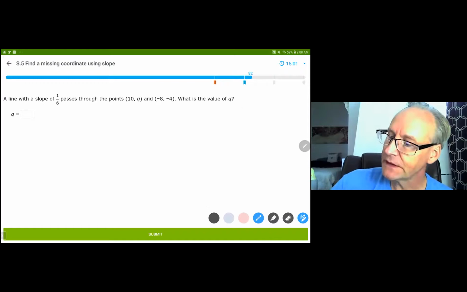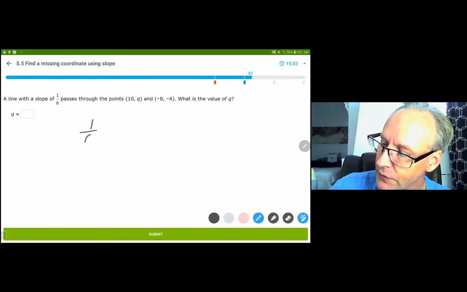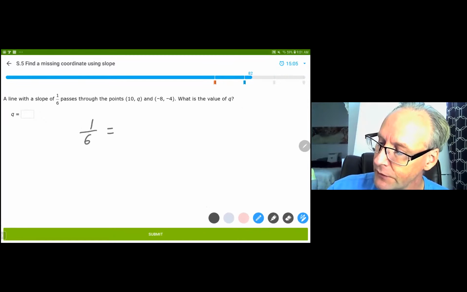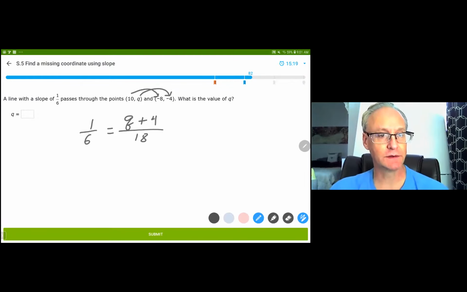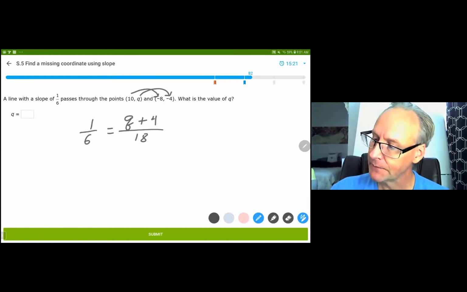And we have 1/6, passes through our 2 points. Again, I'm going to go this direction, q plus 4. Yes, I know it's minus a negative 4, it's the same thing. And 10 minus negative 8 is 18. Yeah, you could write it out if you want to. Cross multiply if you like.